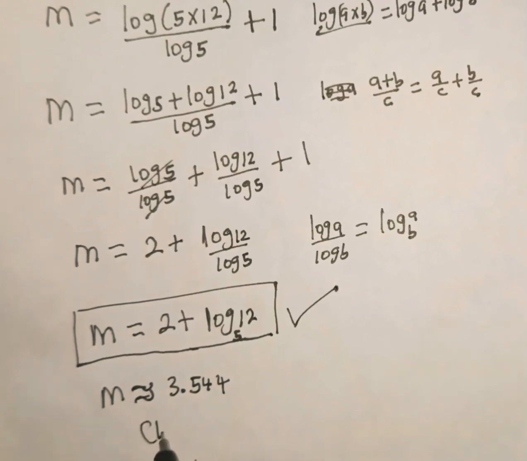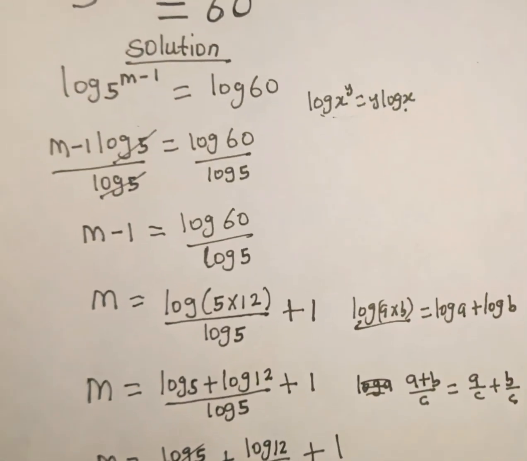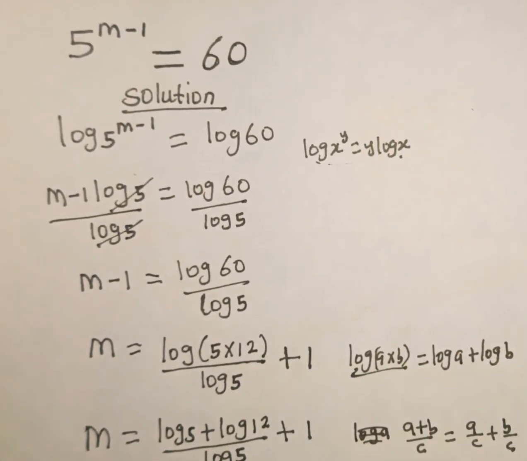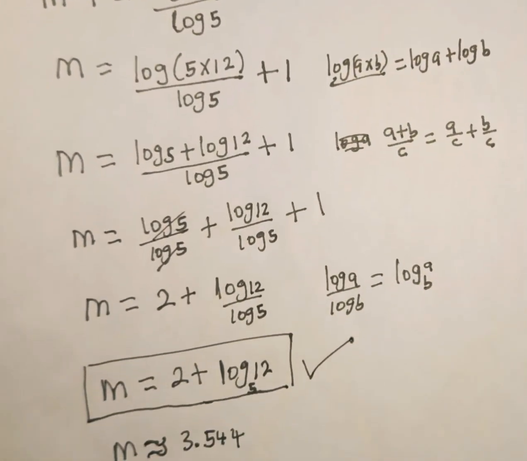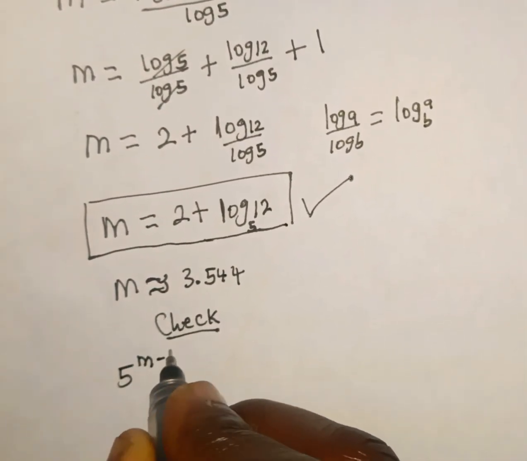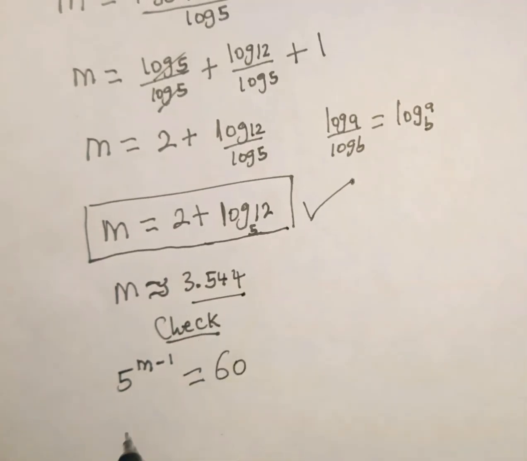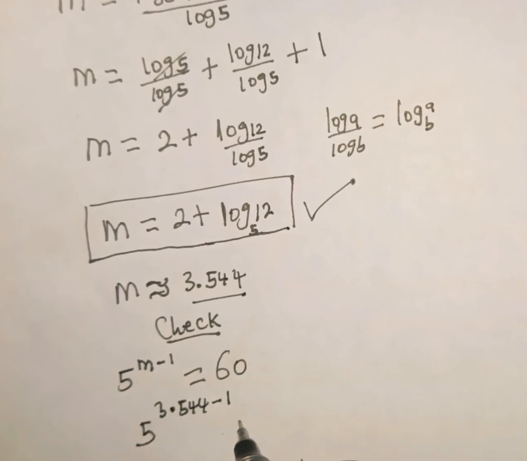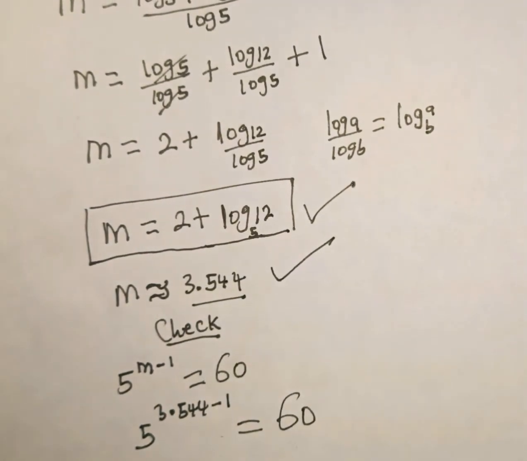And to check whether truly this value of m satisfies the original given question, we need to copy the question and substitute the value that we found into anywhere we see m. The original question is 5 raised to the power of m minus 1 is equal to 60. So let's copy the original question. We have 5 raised to the power of m minus 1, which is equal to 60. At m equal to 3.544, this is going to be 5 raised to the power of 3.544 minus 1. If you press the calculator, this is going to give us approximately 60. So therefore, this is the true value of m that satisfies this equation.